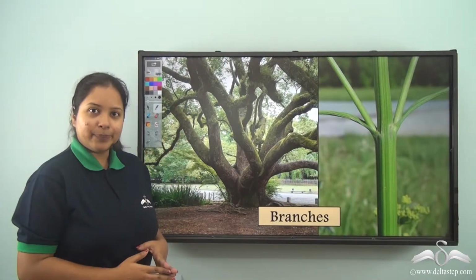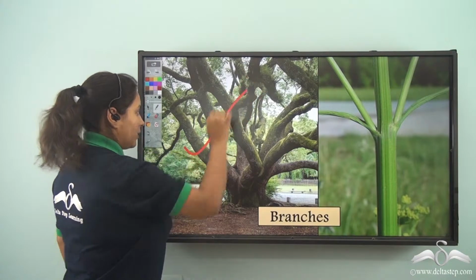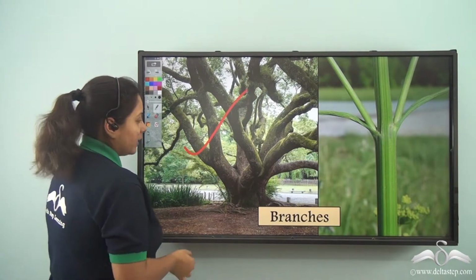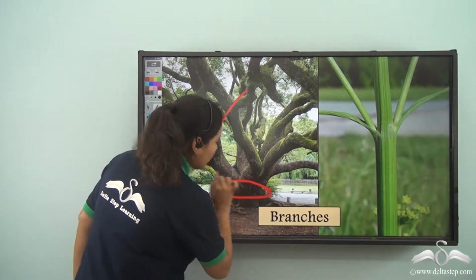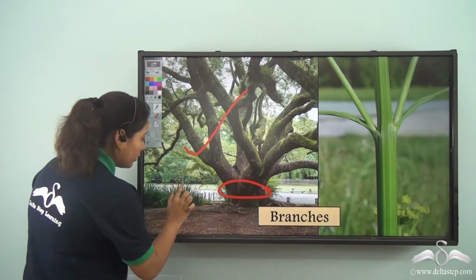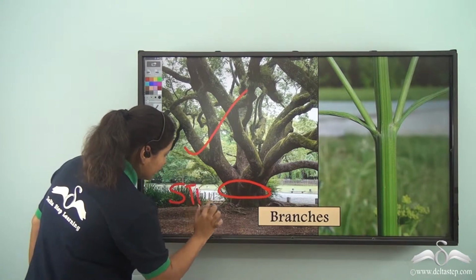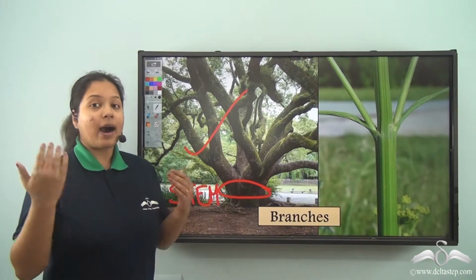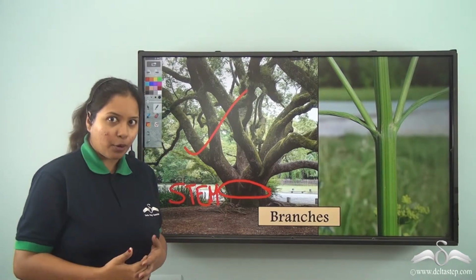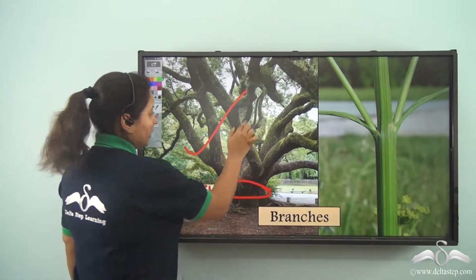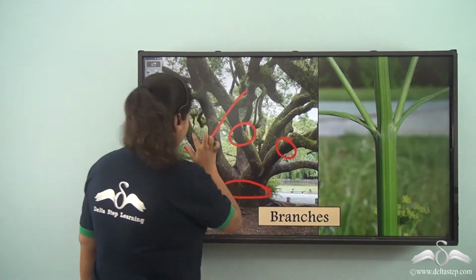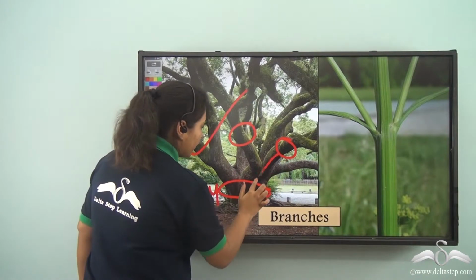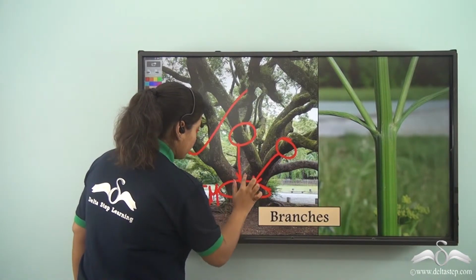Now look over here. This is a huge plant, right? But the main central part of the plant is known as the stem. Just like we have a body, and just like our hands are attached to our body, similarly these are the different hands of the plant which are attached to the stem.